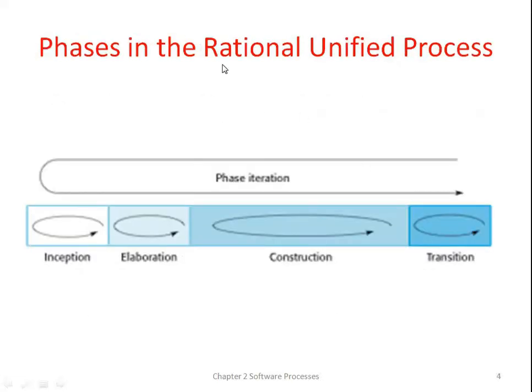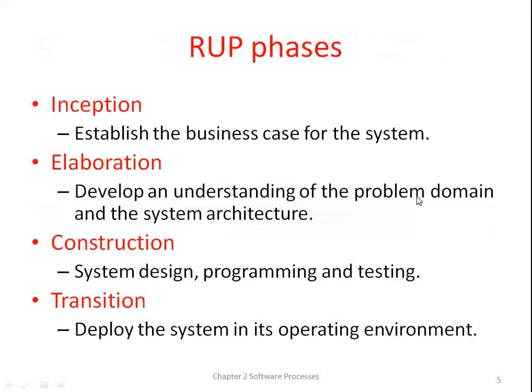Phases in the Rational Unified Process. In the Rational Unified Process, there are four phases: inception, elaboration, construction, and transition. The phase interaction is shown in the above diagram. So let's see what we mean by all the phases of the Rational Unified Process.